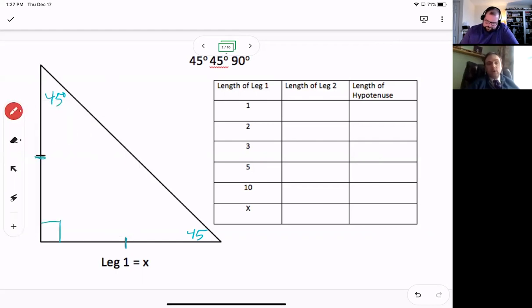So it says leg one is 1 to start. So not X, but 1 to start. Okay, so I guess that this side would be leg 2. Since we know those are equal, that would also be 1. Oh, you got an easy one. All right. Now this is a right triangle. We talked about the Pythagorean theorem. So we got to do 1 squared, leg squared plus leg squared is the hypotenuse squared.